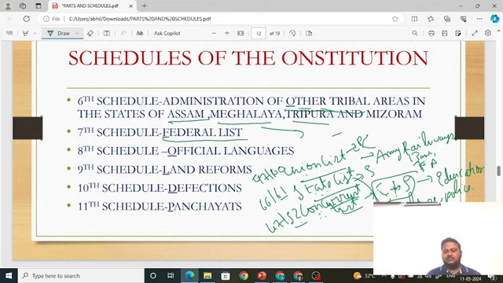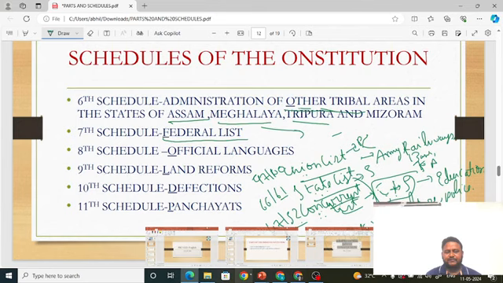Now I have a question. When it comes to the subject of forest, does it come under the union list, state list or concurrent list? I want you to drop it in the comment section. What is your answer? Forests come under which list? Please post it in the comment section.